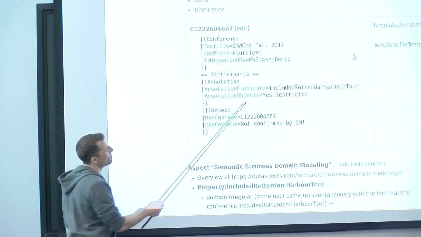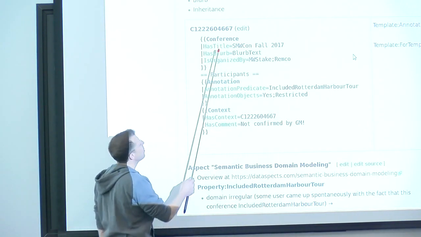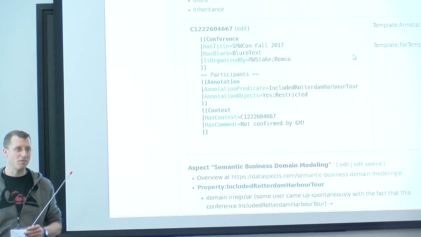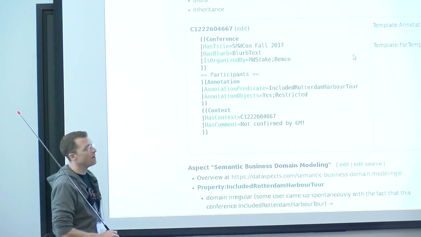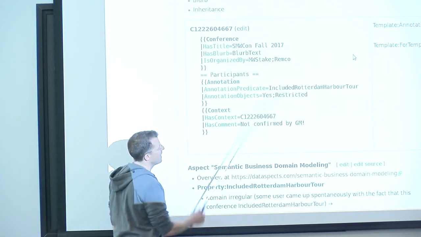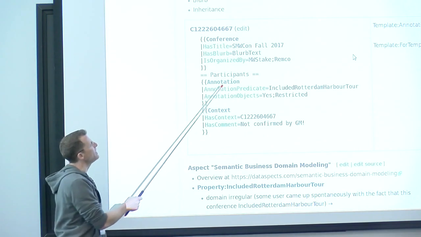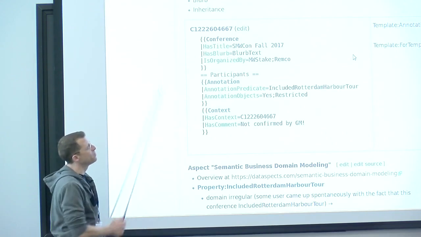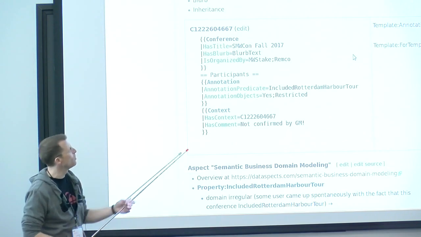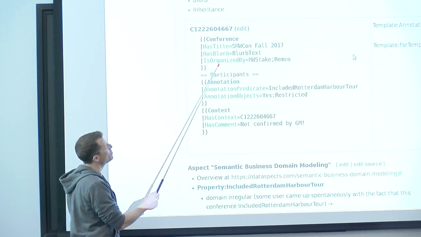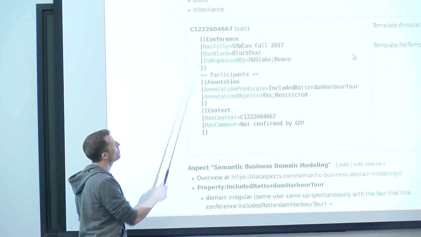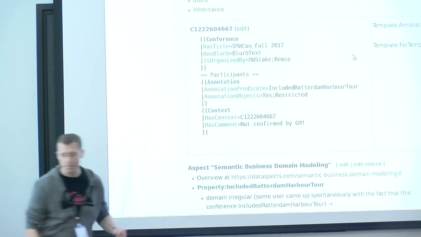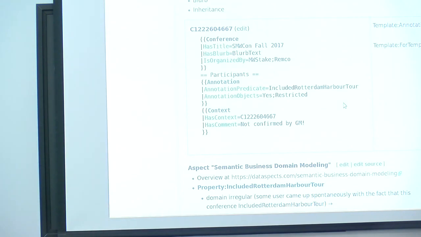You see, the other two, included Rotterdam Harbor Tour, is not included in the conference template because it is an irregular subject affinity. That means not all conferences in the world have a Rotterdam Harbor Tour included. And that's why it is going out into its own template, which is called annotation. And how this works, we'll look at it later. But just to let you know the difference between something that is regular or valid for any conference in the world and something that is specific only for that particular conference. I'll show you quickly how that looks.